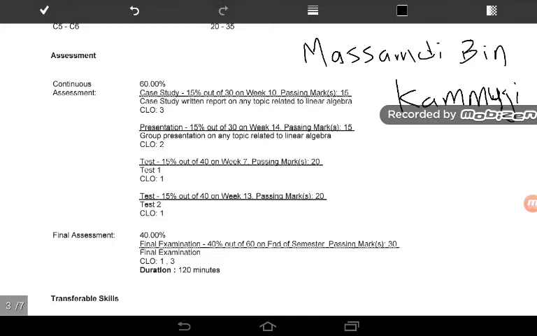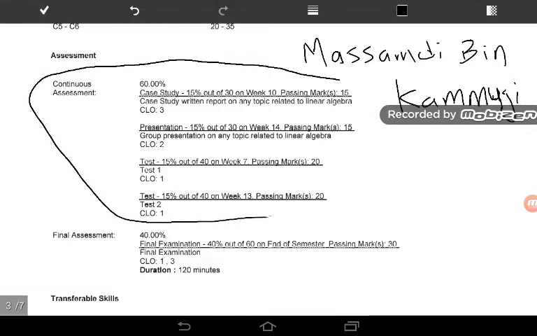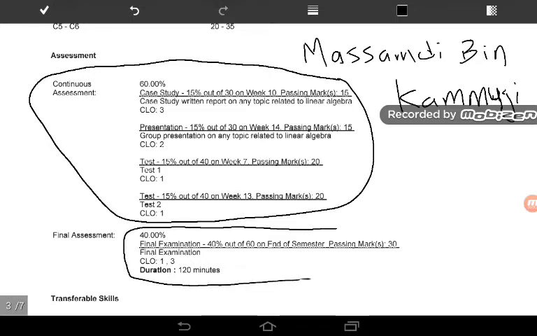So I will teach all of you about linear algebra. First, your mark is divided into two: continuous assessment, which is 60%, and final assessment, 40%. The final assessment is the final examination. Continuous assessment consists of test 1, 15%, and test 2, 15%.